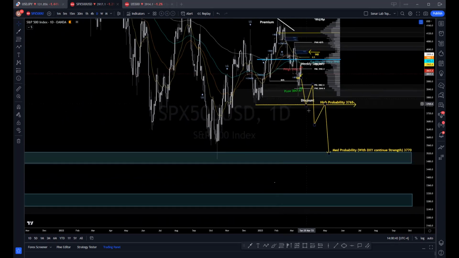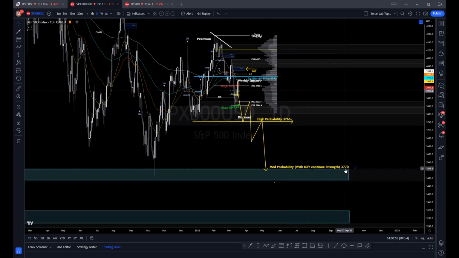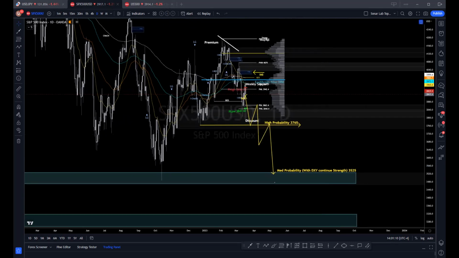Well, we are possibly coming back to revisit that. And that's when the dollar was at parity with euro, right? So this is medium probability, but I wanted to make sure we mark this out so we're not surprised if it does come this low, right? So we're looking at around 35, let's say 35.25. And this is with the continuing strength of the dollar.